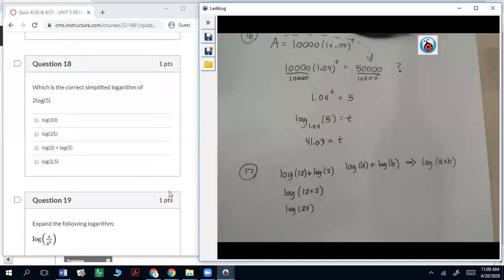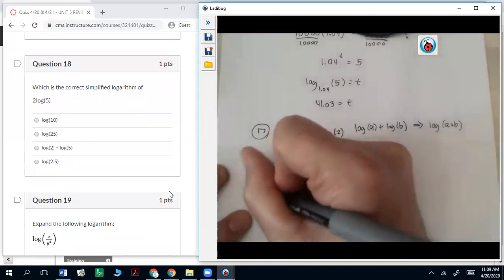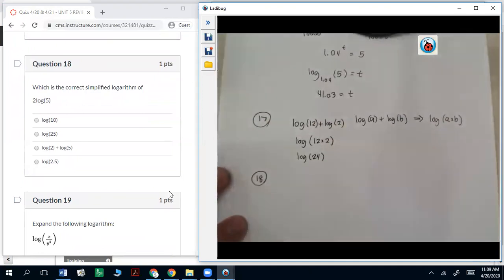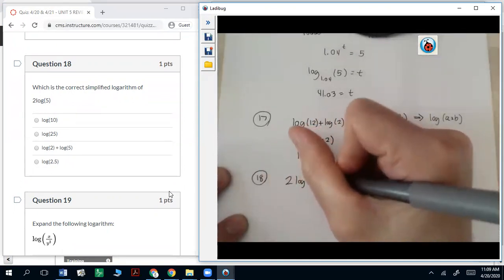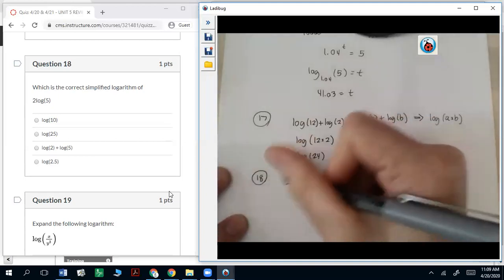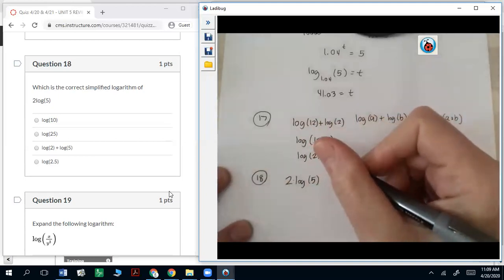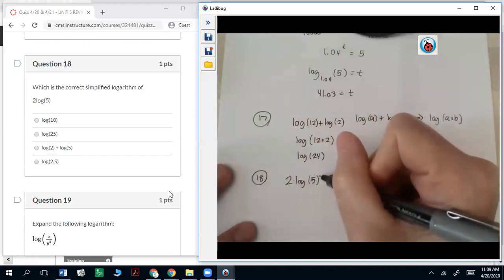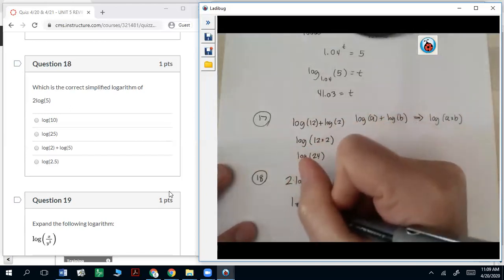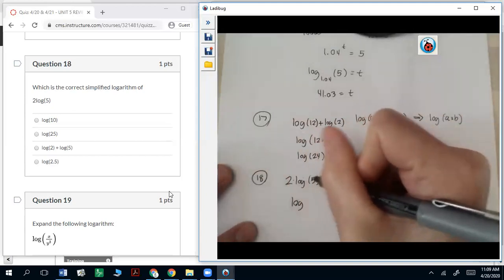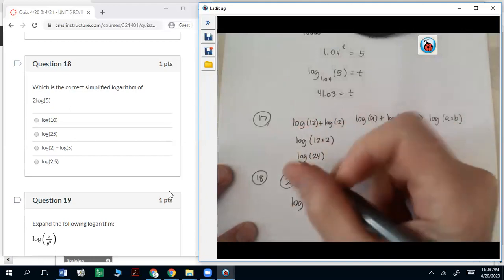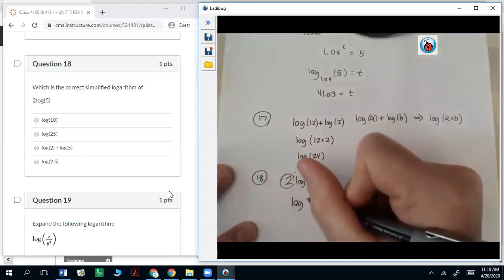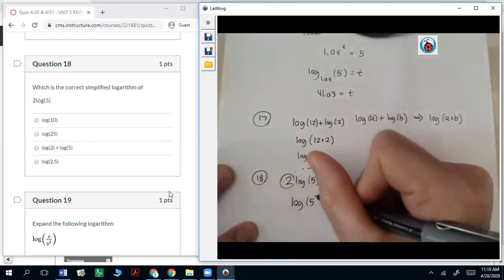All right, 18. What's the correct simplified logarithm of 2 log 5? All right, so when you have a number on the outside, in the log, you can actually think of that as the power property. And that power, that 2, is an exponent of 5. So you can think of that as log of 5 squared, if you want.